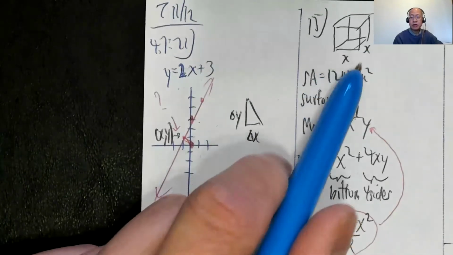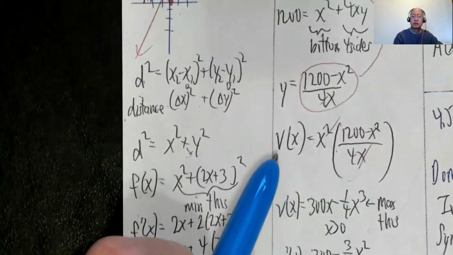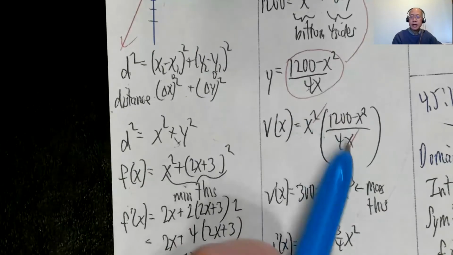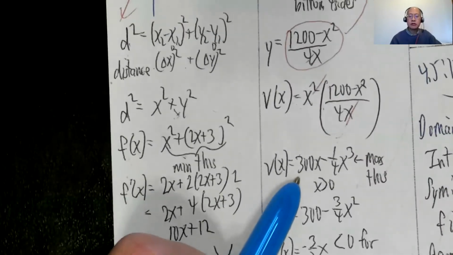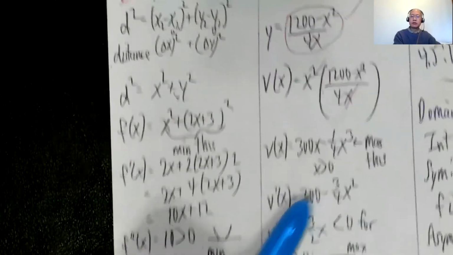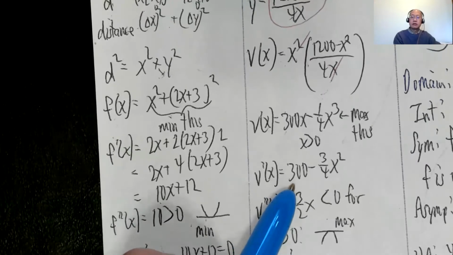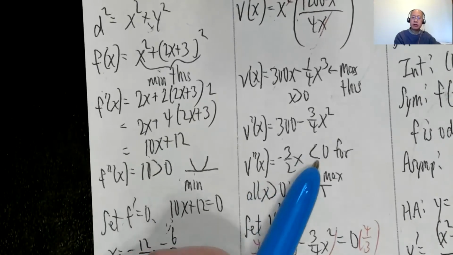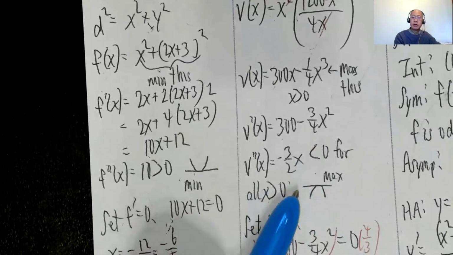From here, since the volume is x squared times y, V of x is x squared times (1200 minus x squared) over 4x. X cancels out. V of x is 300x minus 1/4 x cubed, and I'm trying to maximize that with x greater than 0. So V prime is 300 minus 3/4 x squared. Double prime is negative 3/2 x. That's negative for all x greater than 0, which means I will have a maximum.